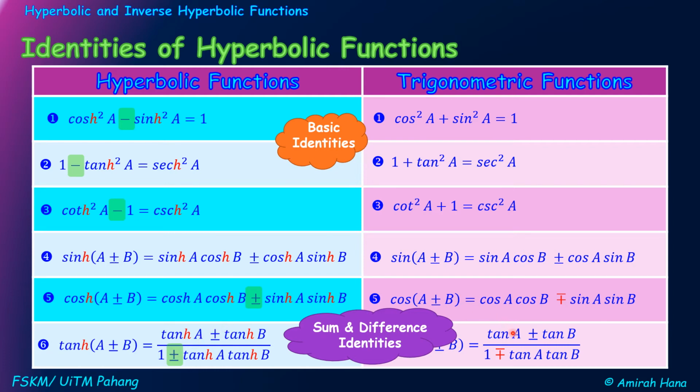But in trigo function, when we use plus in numerator, we use minus in denominator. When we use minus in bracket, we use minus in numerator and we use plus in denominator. But under hyperbolic function, we have the same sign. It means that when we use plus in bracket, all must be plus. When we use minus in bracket, all must be minus. Right?